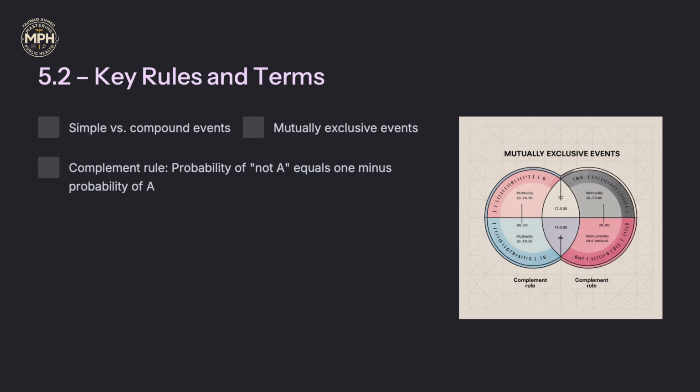Here are some key terms. Simple event, one specific outcome, like rolling a 3 on a die. Compound event, more than one outcome, like rolling a 3 or a 4. Mutually exclusive, two outcomes can't both happen at the same time. Complement, the probability that an event doesn't occur. We say the probability of not A equals 1 minus the probability of A.